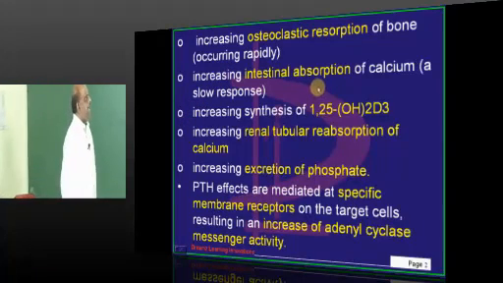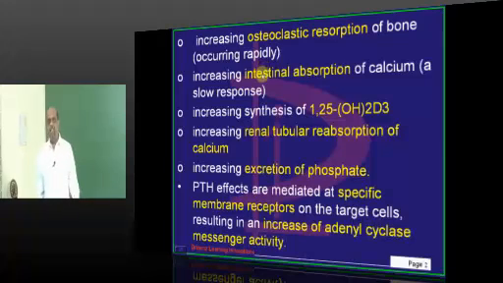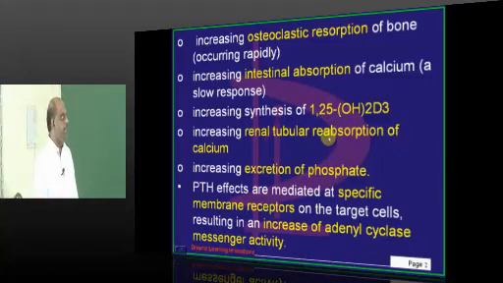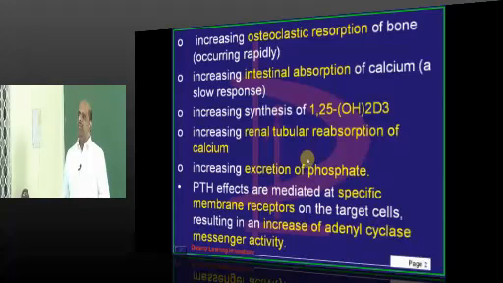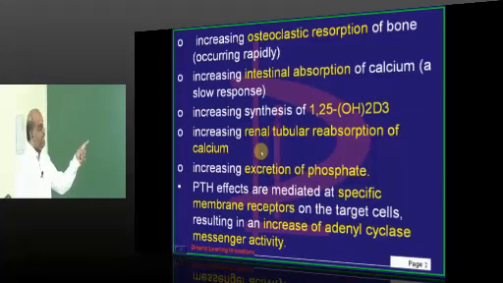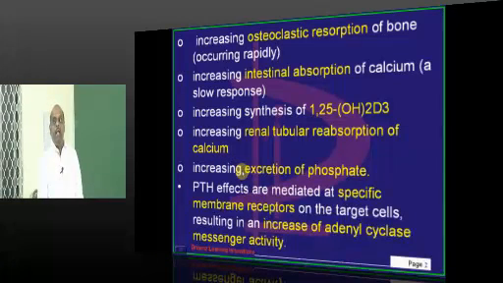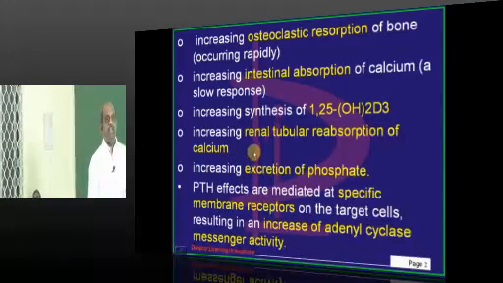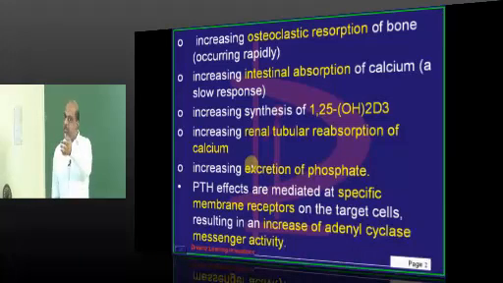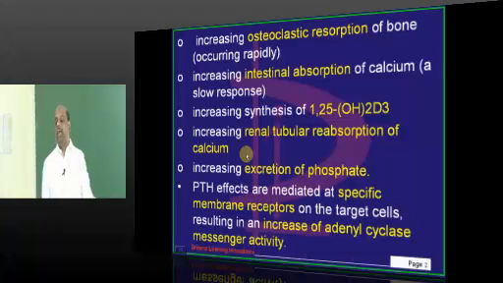Then it will increase the absorption of the calcium from the intestine. It will hasten the formation of 1,25 dihydroxy vitamin D by increasing the 1-alpha hydroxylase levels in the kidney. It will increase the renal tubular reabsorption of the calcium, so that more calcium is reabsorbed back from the tubular fluid back into the body.